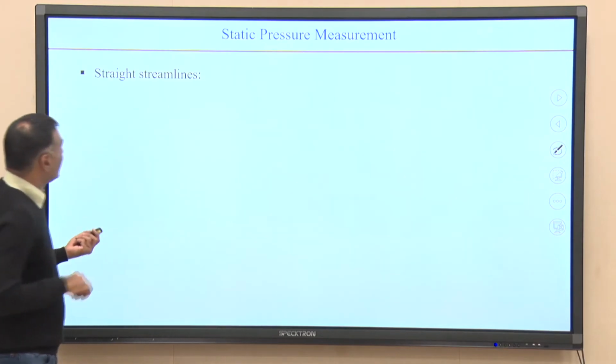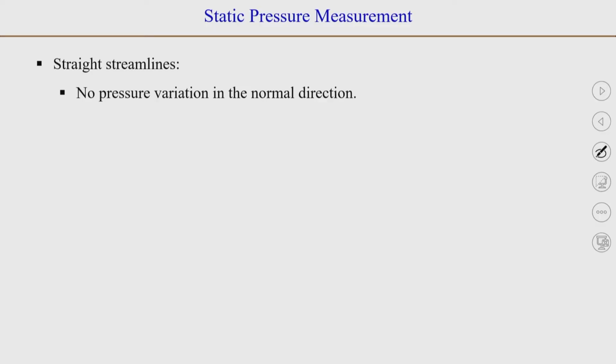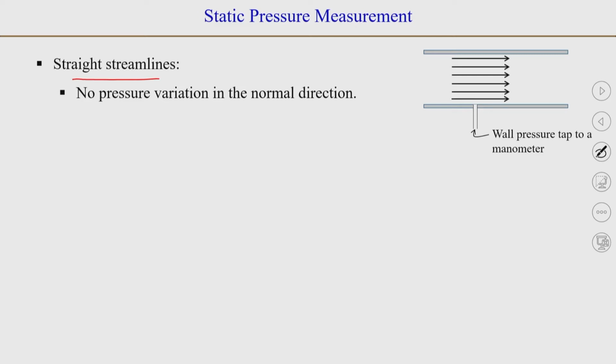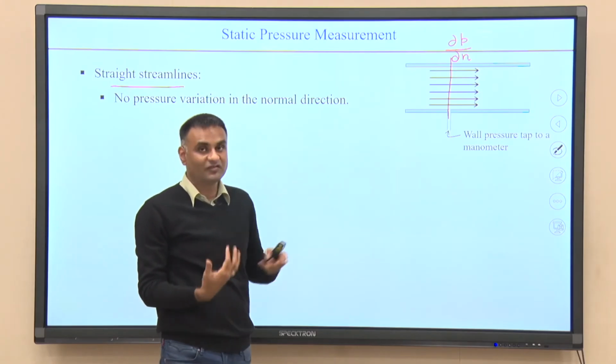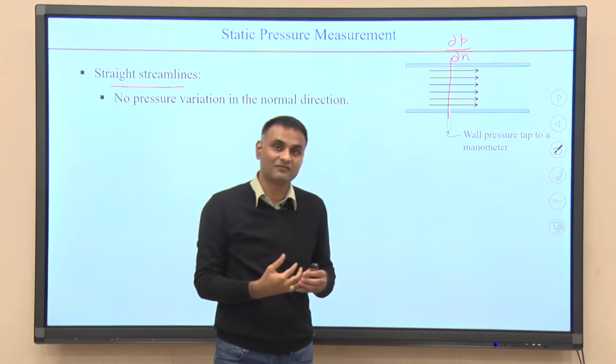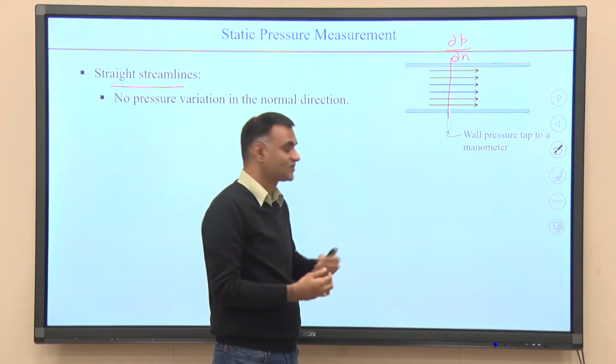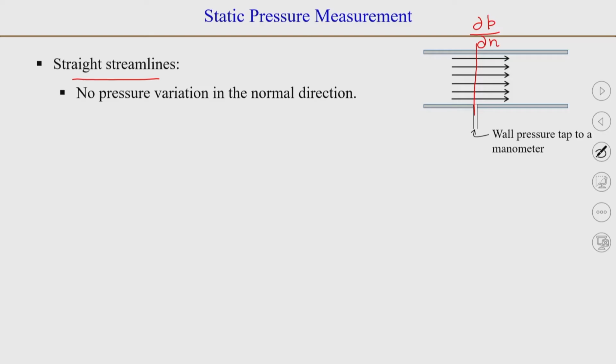So, one can measure static pressure simply in a flow where the streamlines are straight. As we discussed with Euler's equation, if the streamlines are straight, then ∂p/∂y, or ∂p/∂n as we talked about in streamline coordinates, which was a function of the radius of curvature, will be 0. If the radius of curvature is infinite, or the curvature of the streamlines is 0, then ∂p/∂n will be 0, or ∂p/∂y if you want to use Cartesian coordinates.